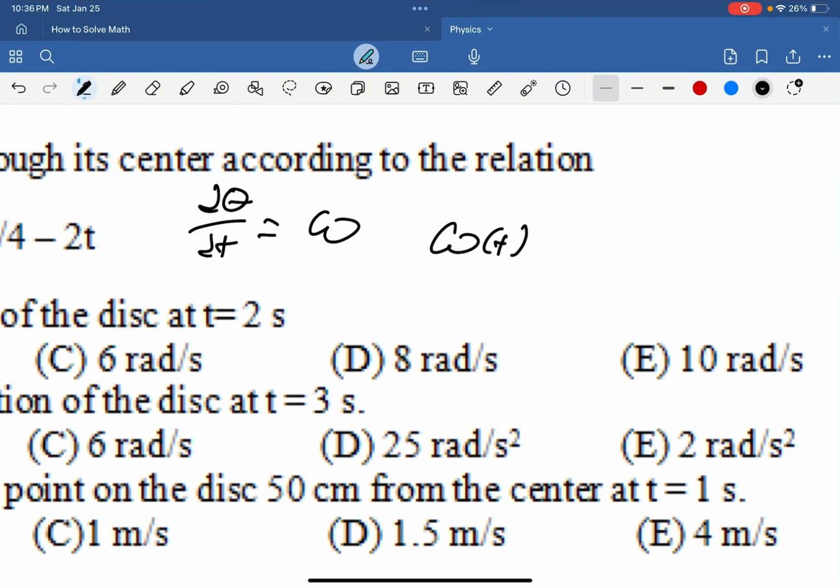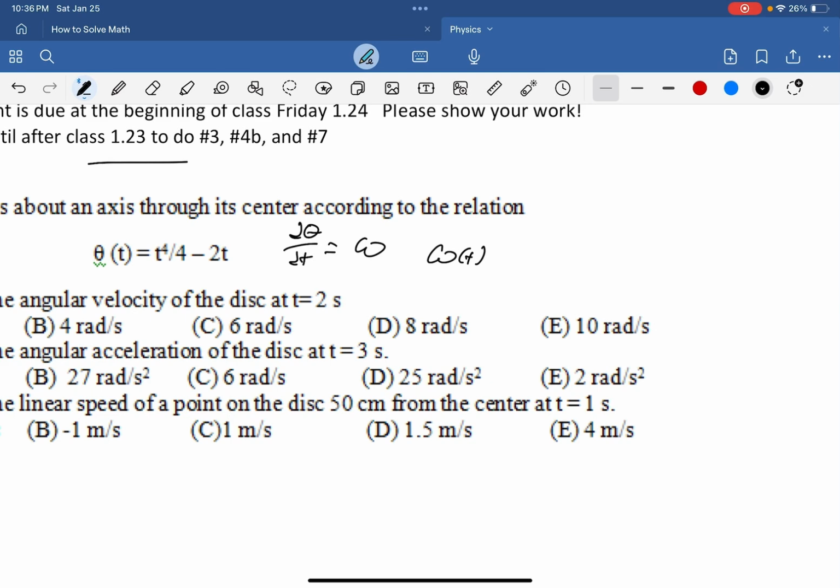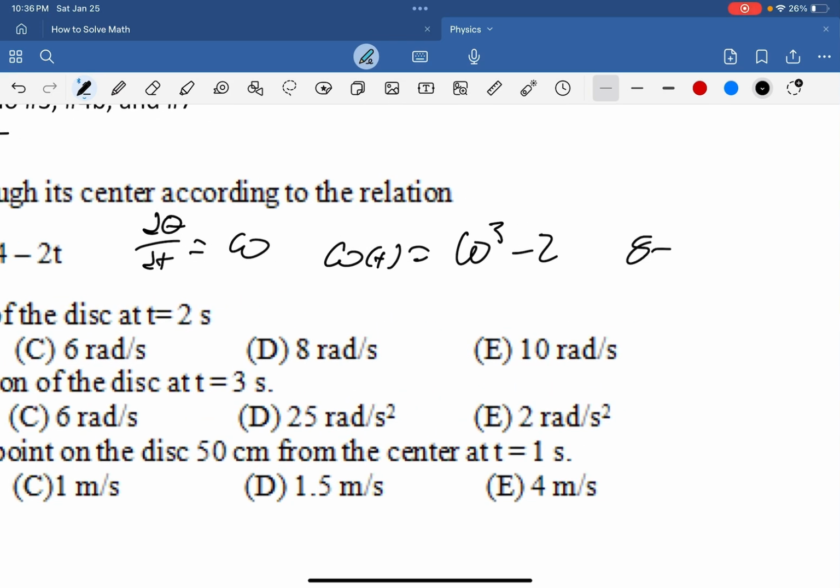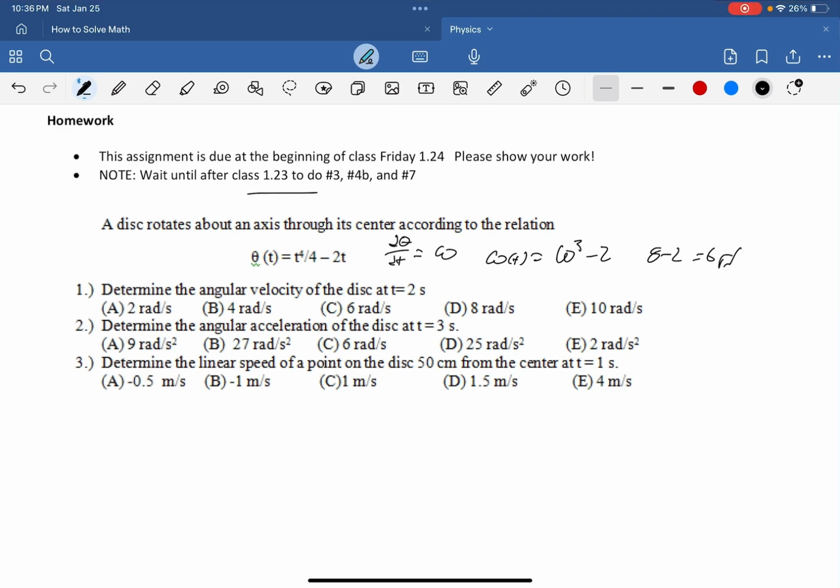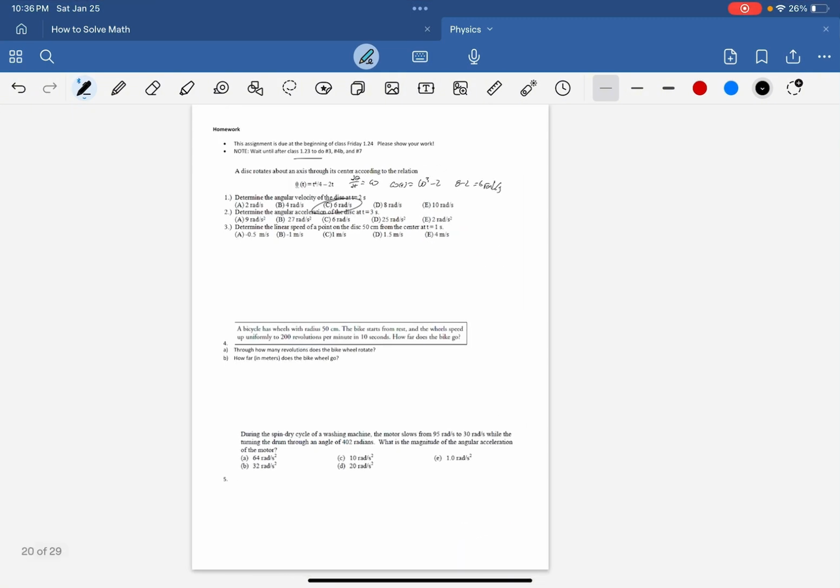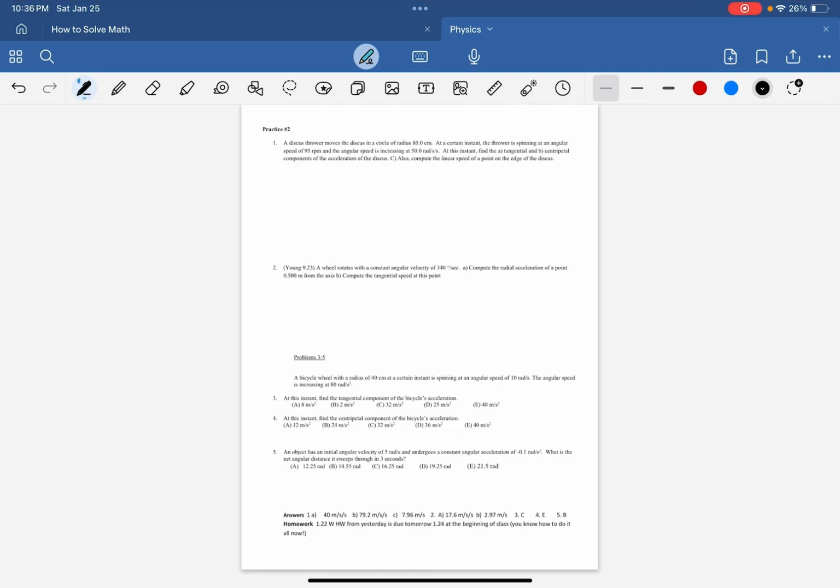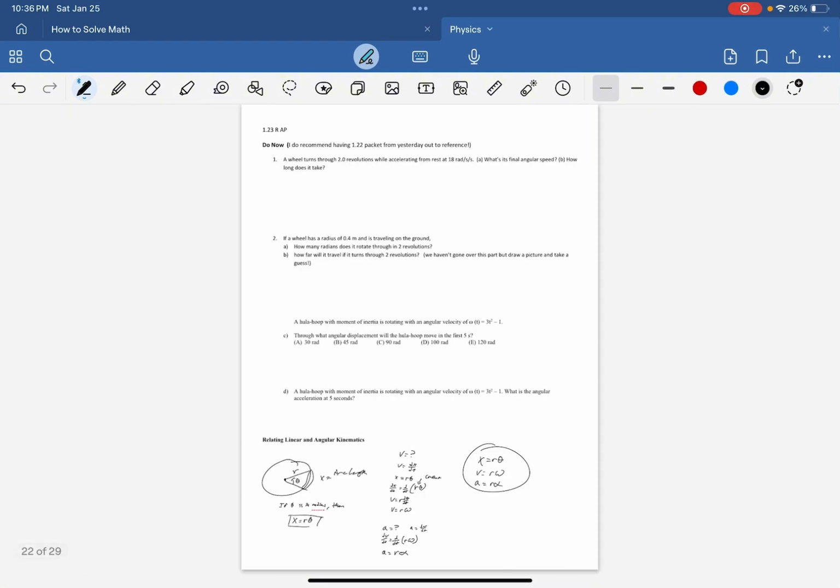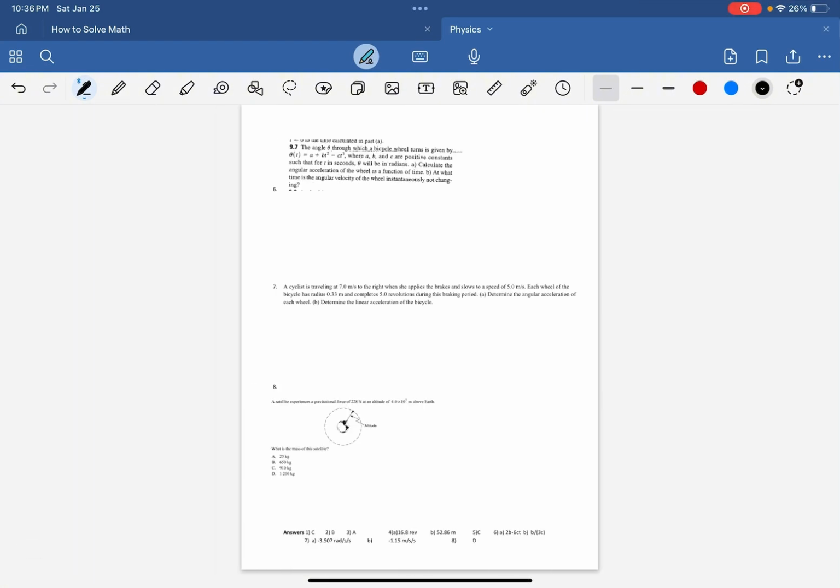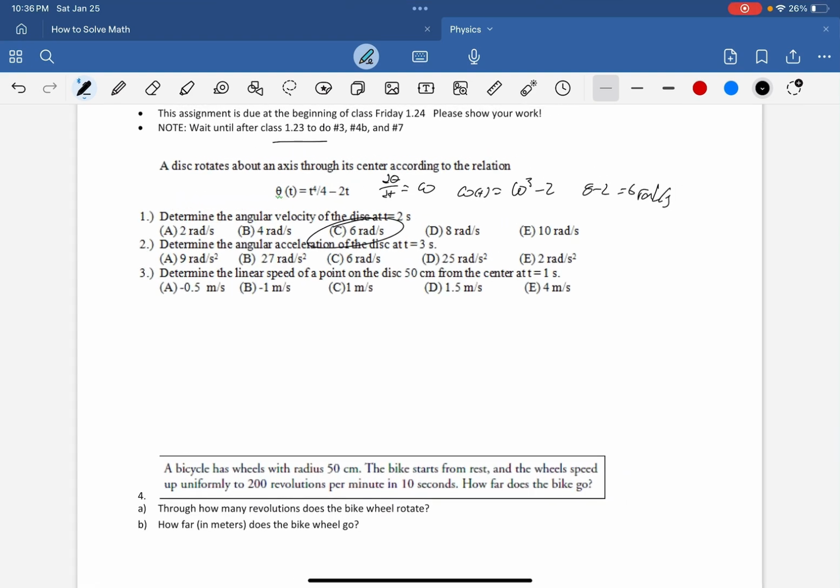So the omega equation for this problem is going to be t cubed minus 2. So that's just going to be 8 minus 2, which is equal to 6 radians per second. Whoa, 6 radians per second. Let's make sure we were correct. 1c. There we go, 1c. Boom. Right, we were correct.